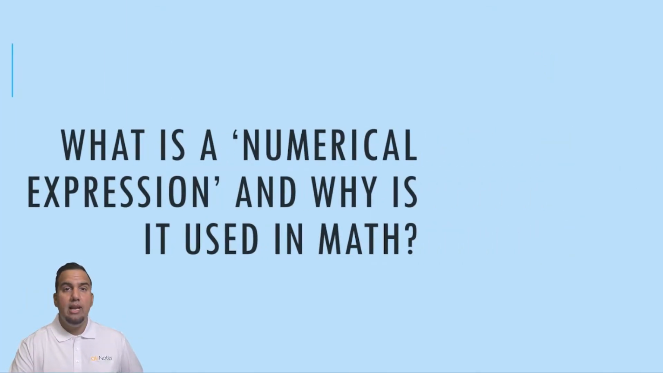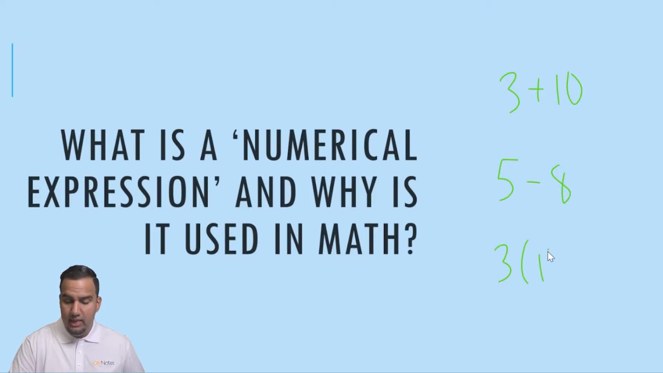Moving on to the next one, it's asking you, what is a numerical expression? A numerical expression is when you combine two or more constants, which, what are constants? Numbers. Two or more numbers by any basic mathematical operation. So for example, let's say I was doing 3 plus 10. That would be a numerical expression. What about 5 minus 8? Also a numerical expression. 3 times 10. Also a numerical expression. So a numerical expression is just combining two or more constants, which are just numbers, by a mathematical operation, which we'll get into in a few slides.